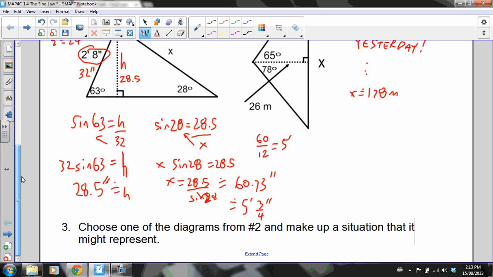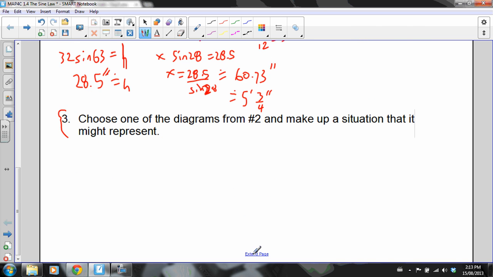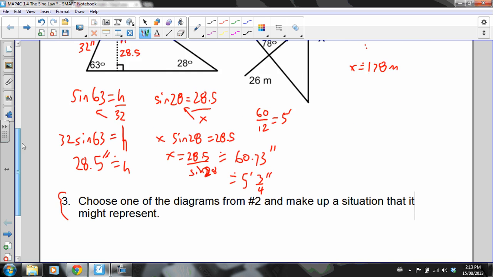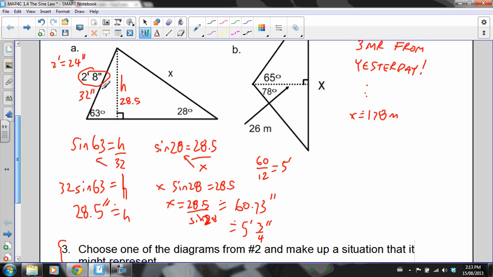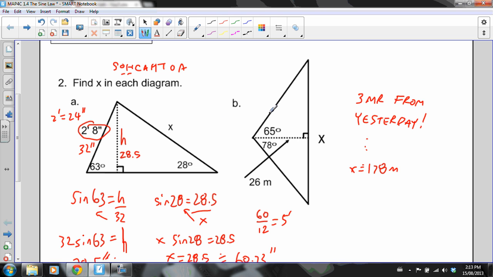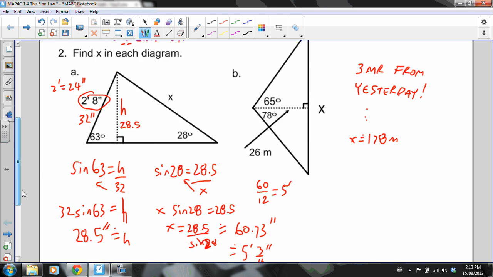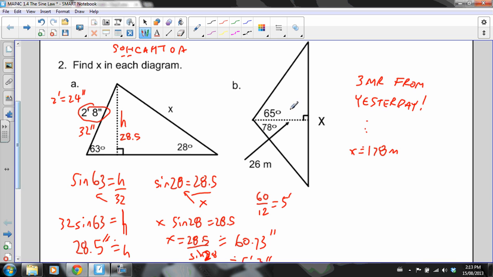And number 3, questions like number 3 are one of my favorite types of thinking questions, where here's the situation and you have to come up with the context. You have to come up with the application for where it might fit. So obviously in part B, that was the one of the person looking out at another building. The angle of elevation was something, the angle of depression was something else, and you had to find the height of the other building, right?